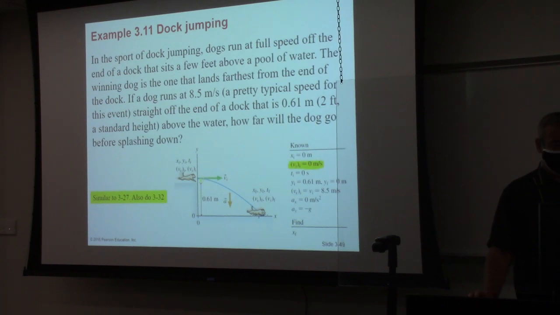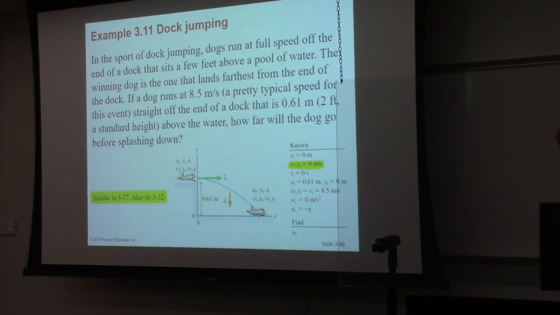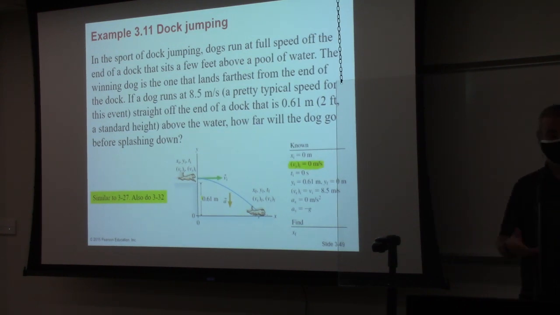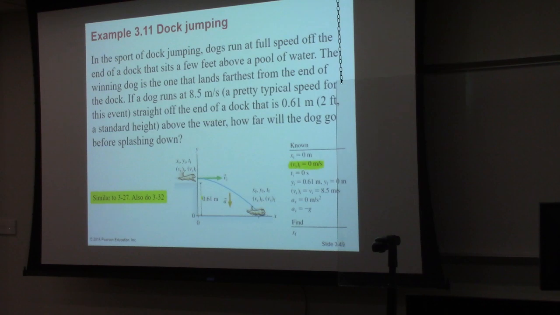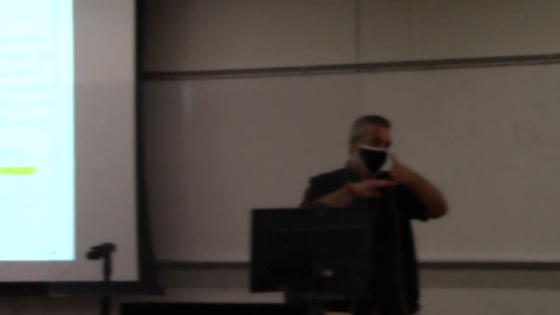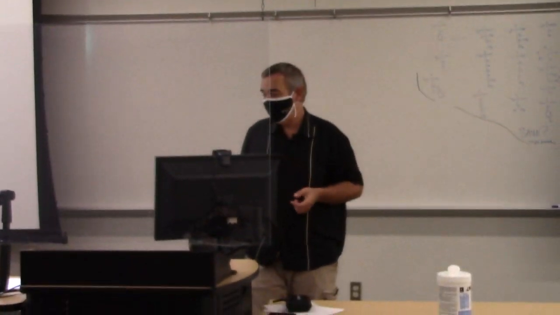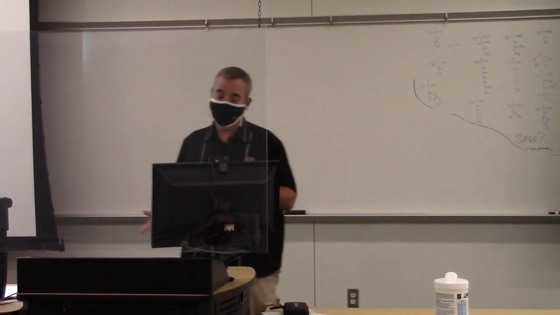Now the distance is 0.61, but the displacement in the y direction is negative 0.61, right? Because in the y direction the dog went down. Acceleration in the y, negative 9.8, acceleration in the x, 0. And we want to figure out how far over the dog landed. So what we can do is figure out how long it takes the dog to travel 0.61 in the y direction. Remember from the video you saw, it doesn't matter if the dog drops straight down or goes horizontally. It's the same amount of time to hit the ground, hit the water in this case.